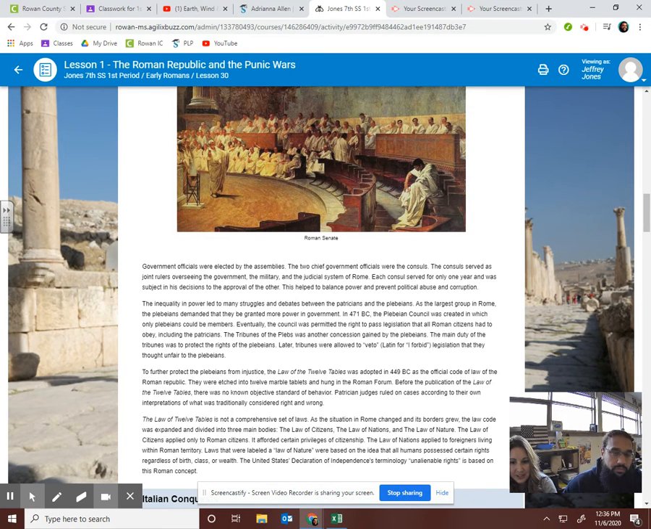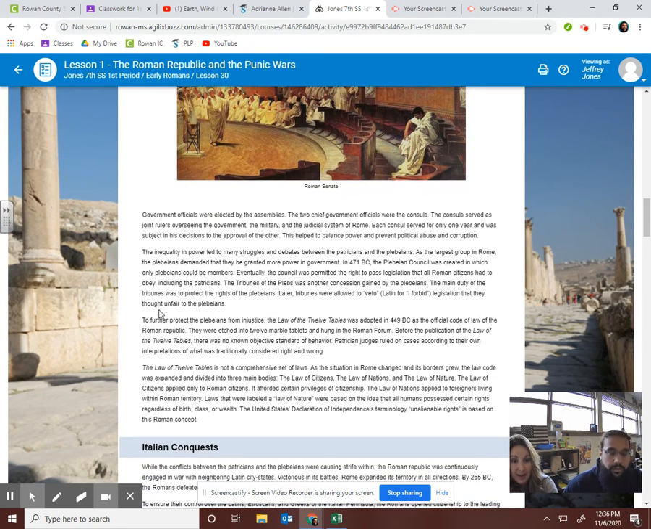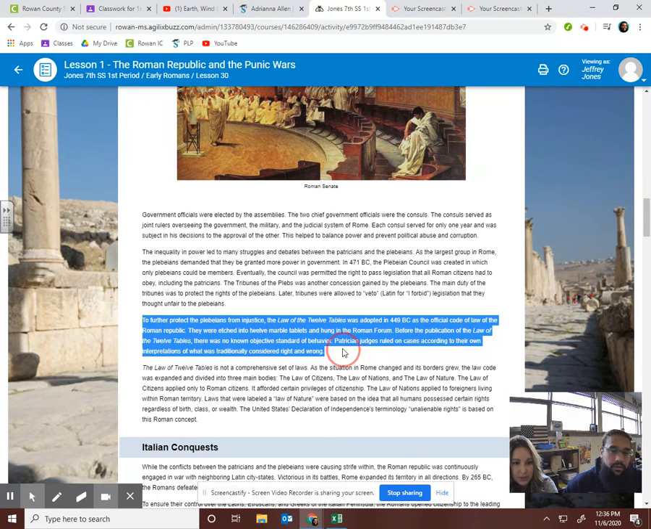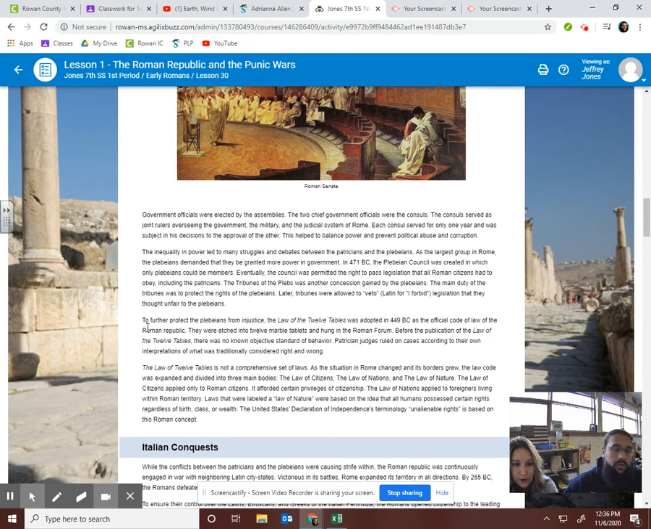All right. So we actually see those checks and balances happening a little bit later into Roman history. So we're going to start here at this third paragraph where it says, to further protect the plebeians from injustice, the Law of 12 Tables was adopted in 449 BC as the official code of law of the Roman Republic. They were etched into 12 marble tables and hung in the Roman Forum. Before the publication of the Law of 12 Tables, there was no known objective standard of behavior. Patrician judges ruled on cases according to their own interpretations of what was traditionally considered right and wrong.